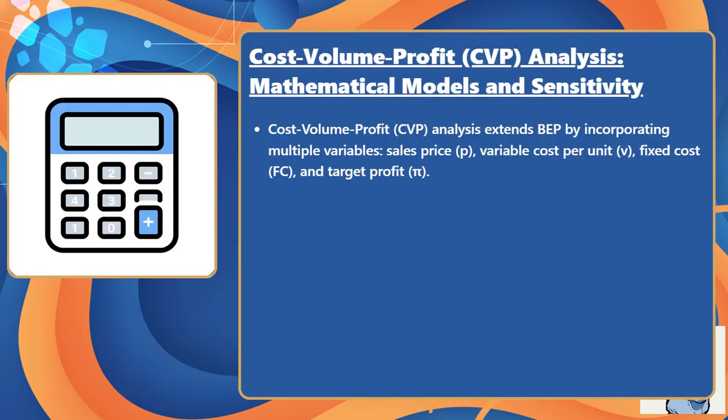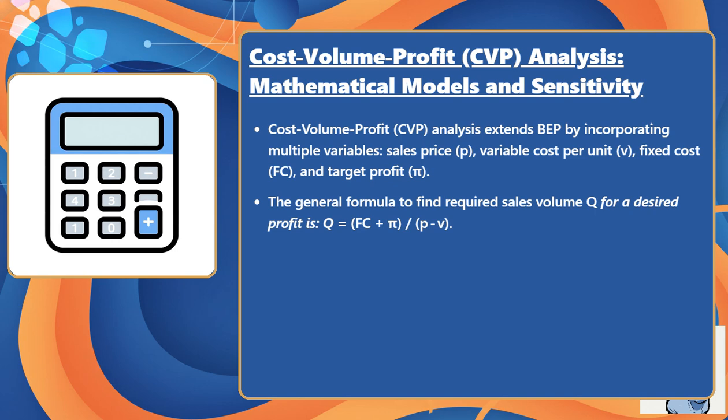Cost-volume-profit (CVP) analysis extends break-even point by incorporating multiple variables: sales, price P, variable cost per unit V, fixed cost FC, and target profit pi. The general formula to find required sales volume Q star for a desired profit is Q star equals (FC plus pi) divided by (P minus V).